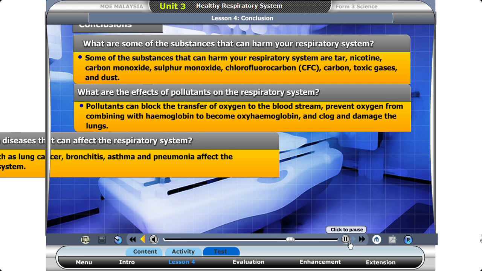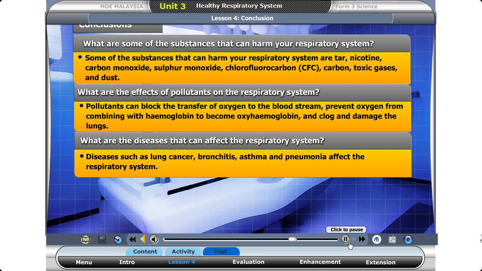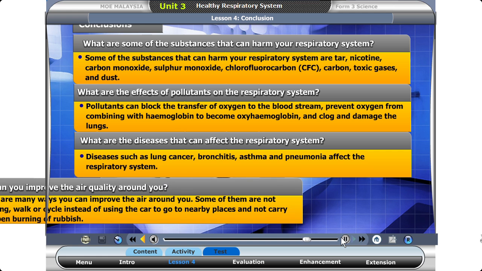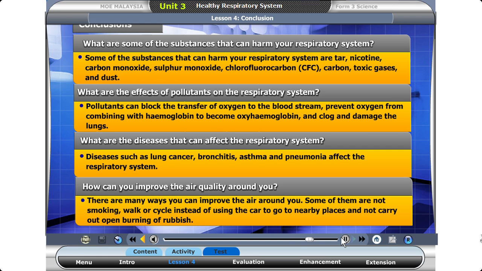Diseases such as lung cancer, bronchitis, asthma, and pneumonia affect the respiratory system. There are many ways you can improve the air around you. Some of the ways are: walk or cycle instead of using the car, do not smoke, and not carry out open burning.